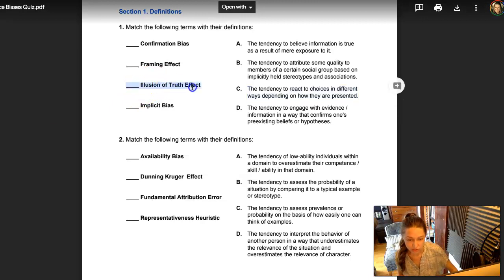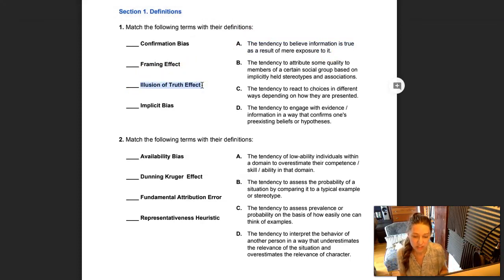Okay, illusion of truth effect. This is another one that everyone just says every example could be the illusion of truth effect. The definition is this one: the tendency to believe information is true as a result of mere exposure to it. Don't interpret this one in a really general, vague way either.